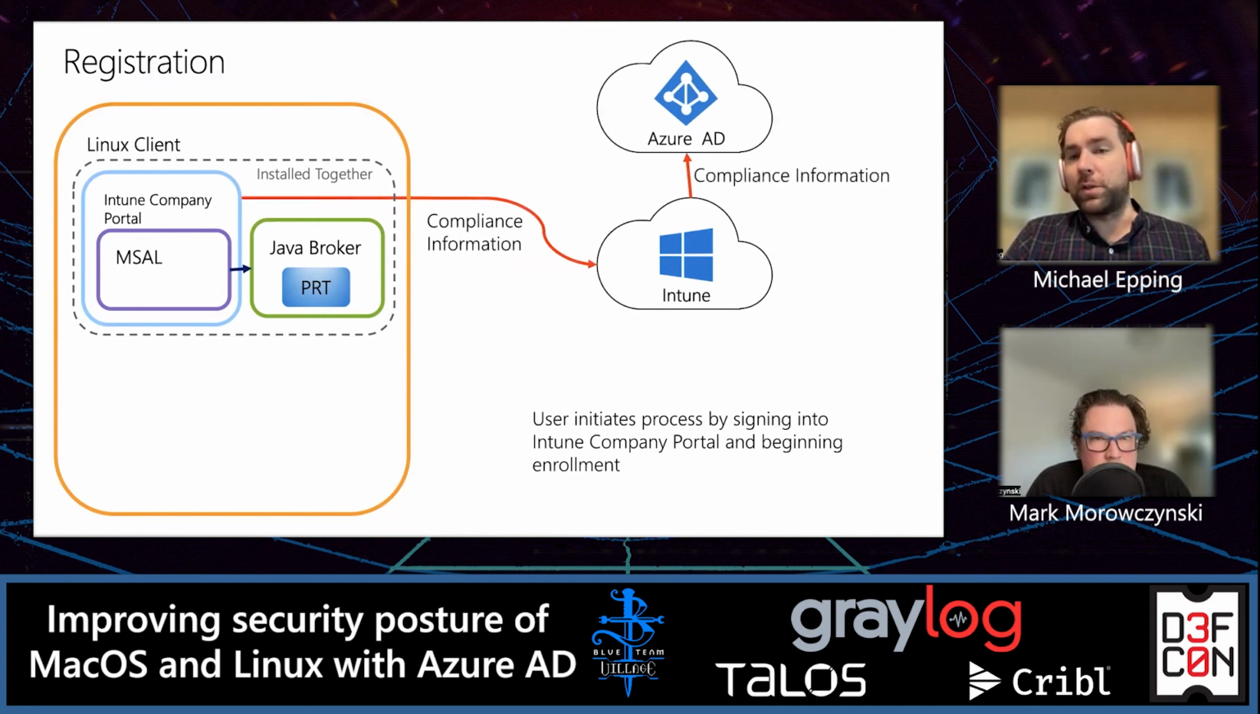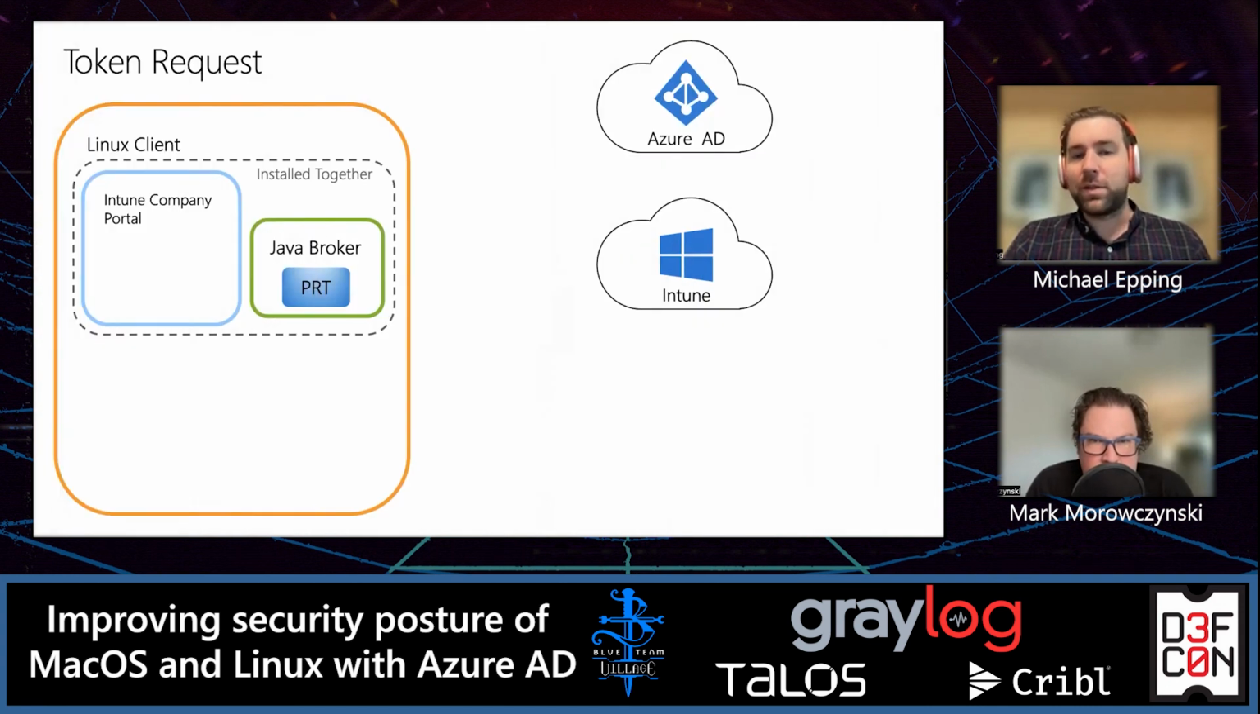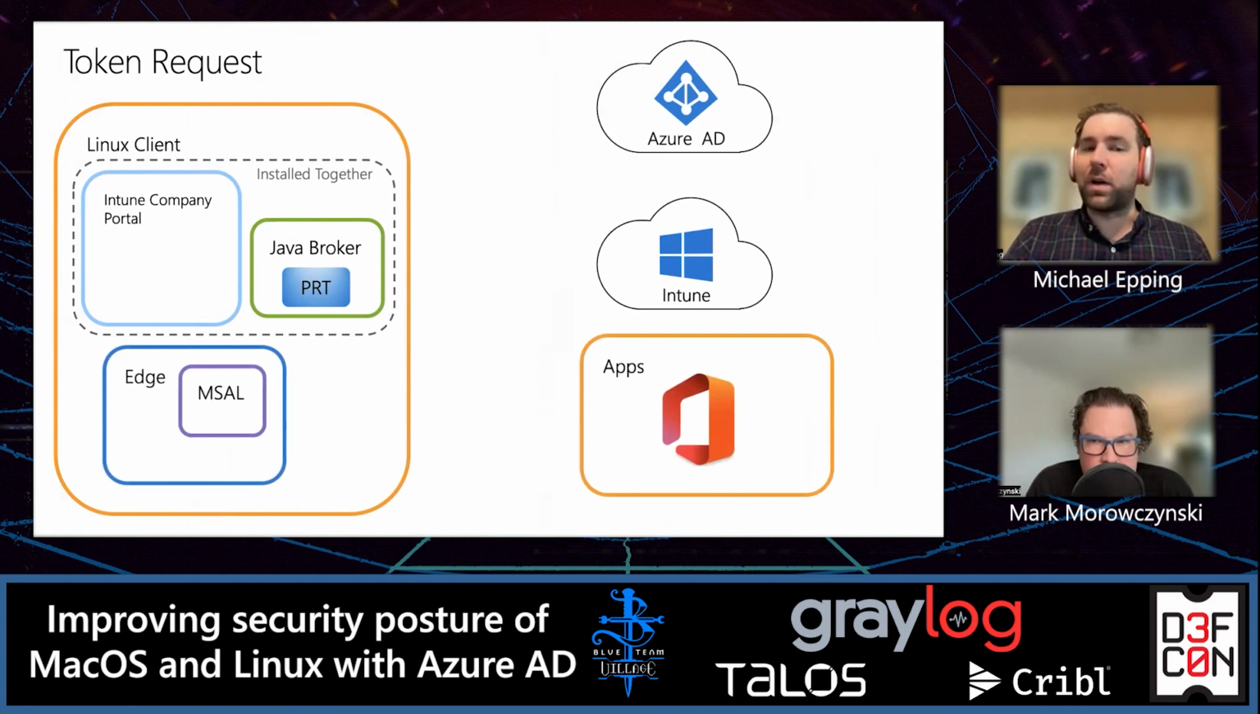The Intune Company Portal returns compliance information about whether or not the device is in a compliant or non-compliant state, and then Intune provides that to Azure AD, and that's what we use in conditional access policy evaluation. Next, we might want to actually sign into something, so we open our Edge browser, and again, MSAL is present. And this is why Edge is the first application that's able to plug into the Java broker, because MSAL is a hard requirement to interface with the Java broker. Anything that's going to interface with the Java broker must use the MSAL library.